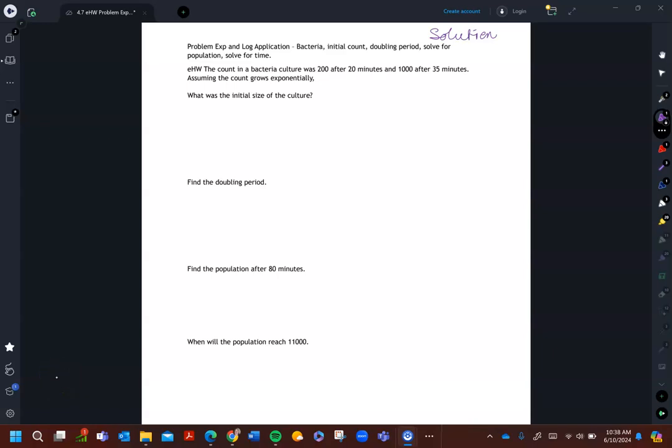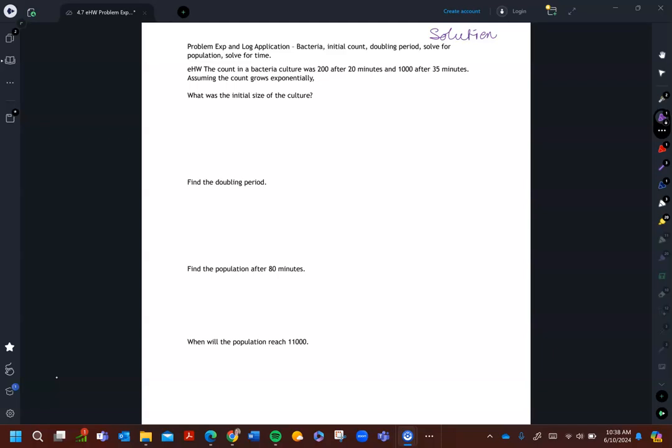I'm going to go through a pre-calc problem in my Open Math. It's for exponential and log applications. The count in a bacteria culture was 200 after 20 minutes and 1,000 after 35 minutes. Assuming the count grows exponentially, what was the initial size of the culture?